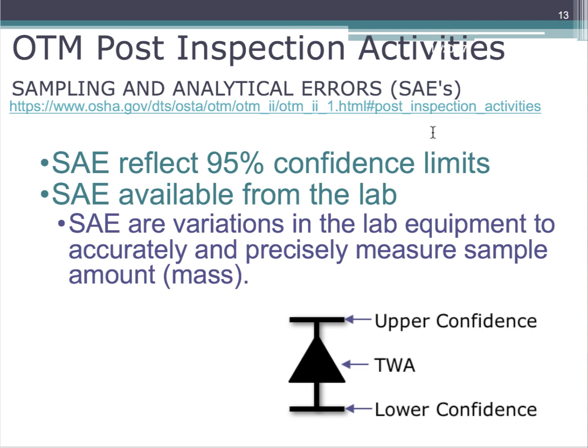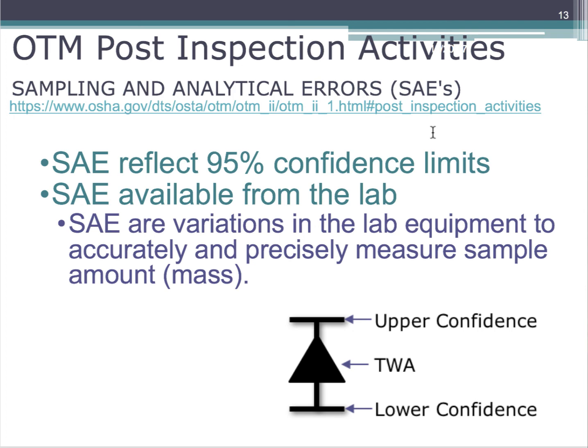Usually you have to request it. And again, it's due to variations in lab equipment's ability to accurately and precisely measure the sample amount, which is usually the sample mass. And so this is really important when you're using data that we considered censored data, such as data that's right there at the limit of detection or the limit of quantification. And I hope that one thing that you realize is that lab equipment itself has got some errors related to it, some variability, and we need to understand that variability so that we take that into account when we're evaluating a person's exposure.